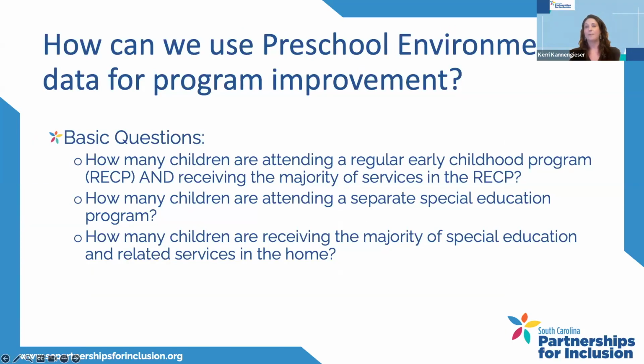And so we've talked a lot about how can we really look at where students are receiving their services and where is kind of their home. Where do they go? What is their classroom when they come to school? So how can we use this data for program improvement? We have some basic questions. How many of our preschoolers are attending that regular early childhood program and receiving the majority of their services in said program? How many children are attending a separate special education program, and then how many children are receiving the majority of their services in home?